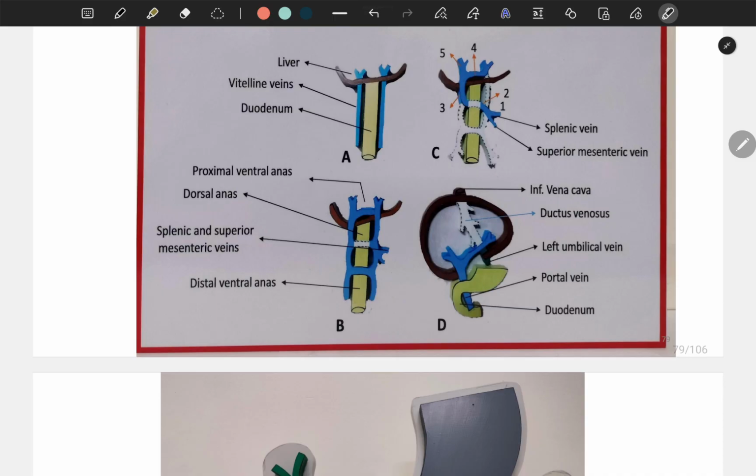After this formation, this is portal vein, here duodenum, here inferior vena cava and left umbilical vein. This is called shunt, ductus venosus, shunt between the left umbilical vein and inferior vena cava. Okay.